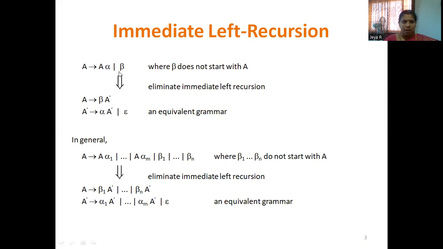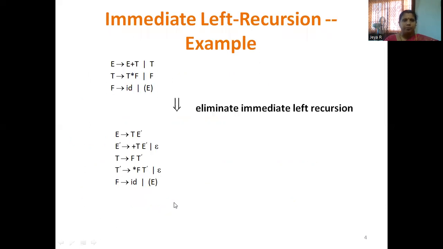This is the equivalent grammar after elimination of left recursion for the grammar A produces A alpha or beta. So in general, the elimination of left recursion will be: if the grammar A produces A alpha 1 to A alpha m, or we have beta 1 to beta n, after eliminating the left recursion, the grammar looks like A produces beta 1 A dash to beta n A dash, and A dash will be the remaining symbols in the production, that is alpha 1 A dash to alpha m A dash, and additionally we have to take an epsilon in the production.